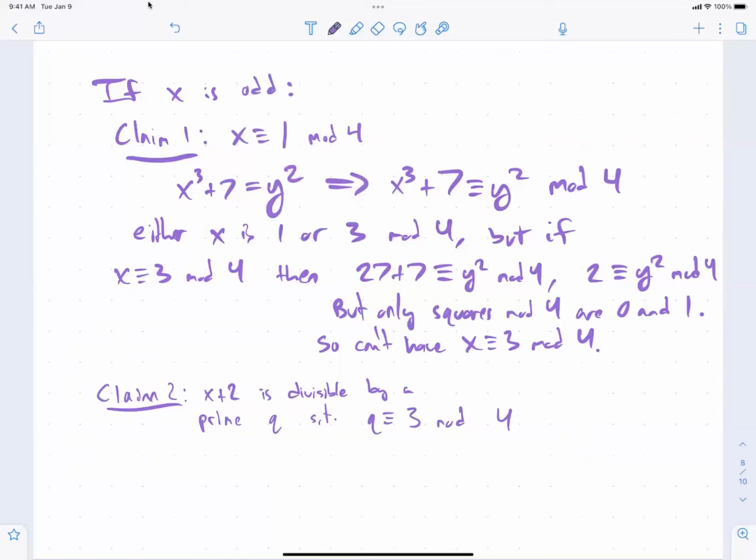Okay, if x is congruent to 1 mod 4, then x plus 2 is congruent to 3 mod 4. And I'm going to claim I can actually do a little bit better. I claim I can get a prime factor of x plus 2 that is congruent to 3 mod 4. The reason is that x plus 2 is congruent to 3 mod 4, which just comes from adding 2 to x congruent to 1 mod 4. And x plus 2 has prime factors.